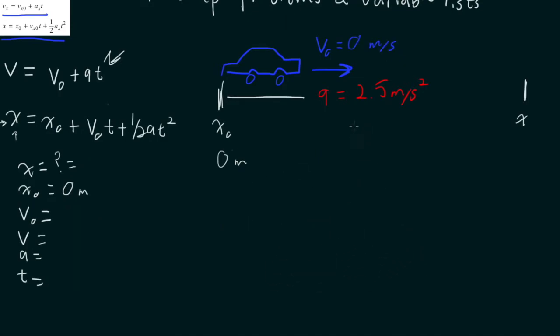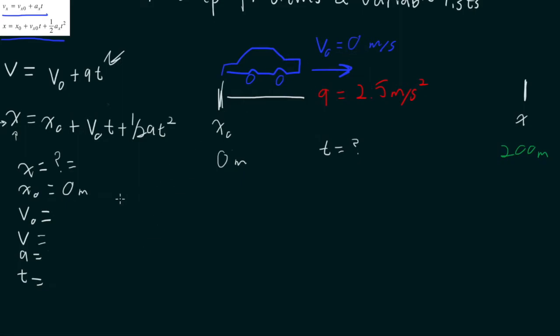This time, let's have the car accelerating at 2.5 meters per second squared, but let's say it's going to travel a certain distance. Let's say it's going to travel all the way to 200 meters, and it's going to start from 0 meters per second. Now I want to know, how long does it take to travel that 200 meters? So let's set that up.